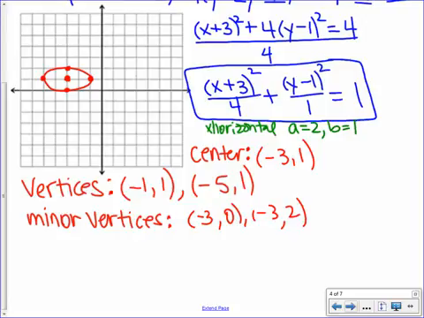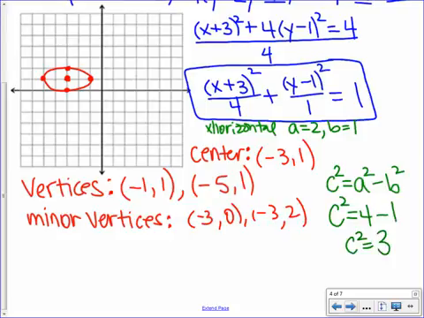And then finally we need our foci. I had you write down that c squared is a squared minus b squared. Okay, well, a squared is 4 and b squared is 1. So c squared is 3. Which means c is radical 3. I'm going to tell you right now, not very often will your c be a rational number. Oftentimes it's going to be a radical. Okay? But that is okay. Radical 3.